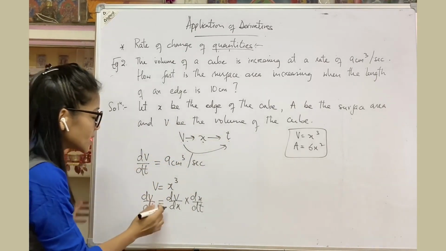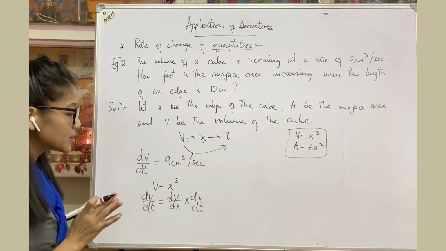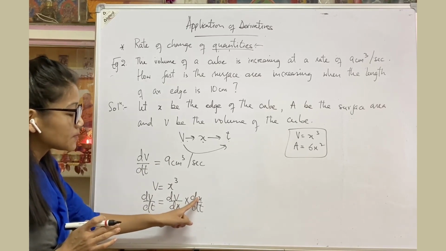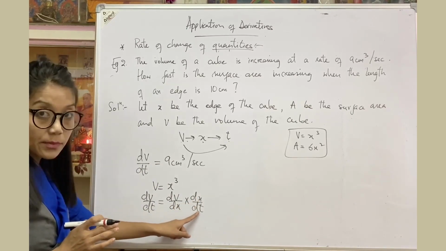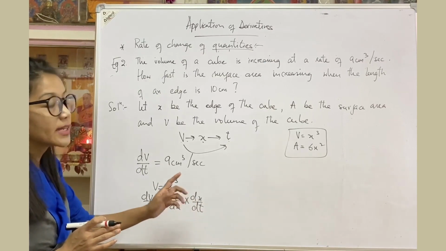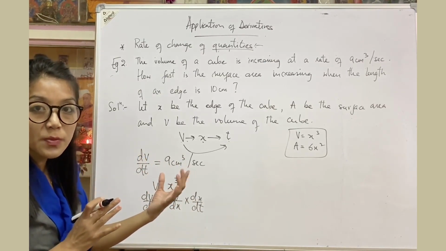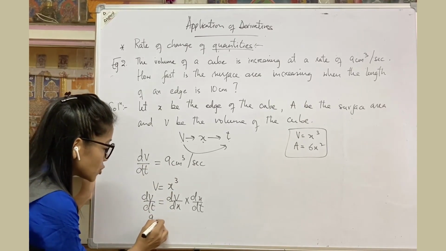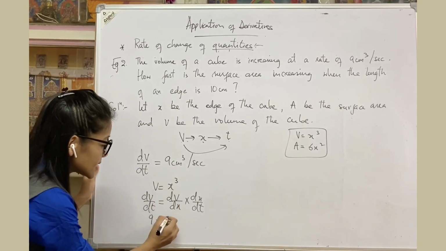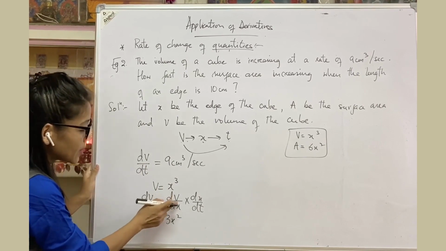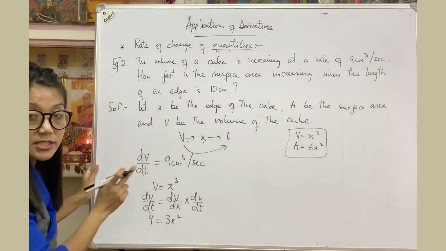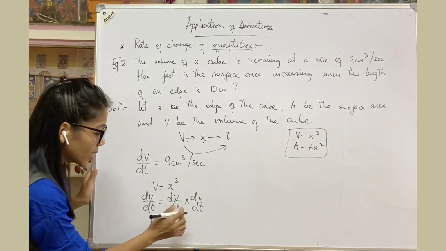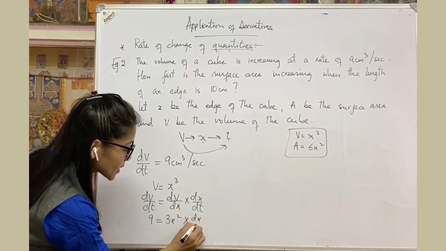Okay, so now actually what I wanted to find out here is the rate of change of side with respect to time, so that I can apply this in finding the rate of change of surface area with respect to time. So dV by dt is given as 9. So this equals dV by dx, which is 3x², since you have to differentiate this quantity with respect to x. So that is 3x² into dx by dt.